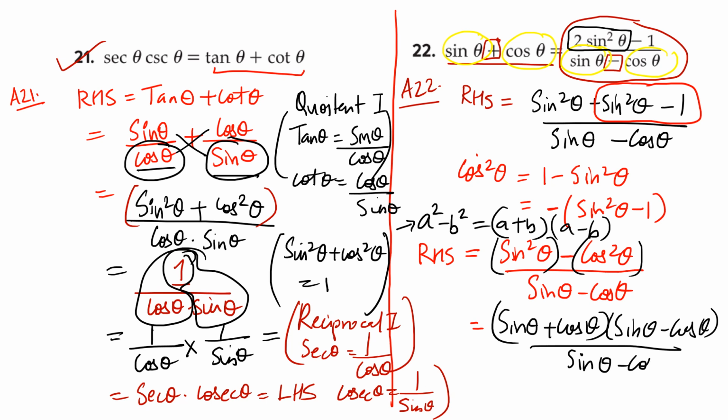Now let's see which term we can cancel. It's quite easy to understand that the negative sine term is going to cancel, leaving us with sine theta plus cos theta, which is nothing but the left hand side. So both right and left are equal, and again this is proved.